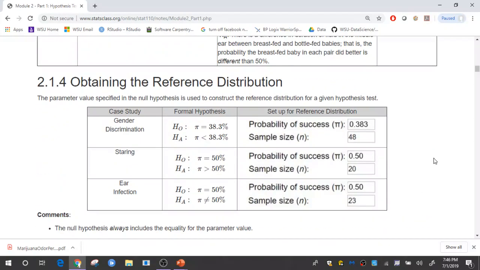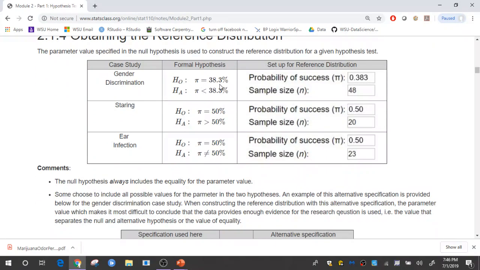The next step then is obtaining the reference distribution. And we've been doing that for the previous examples. But we would obtain that reference distribution under the H naught, or under the null hypothesis. So for the gender discrimination, that's going to be again the situation of fair hiring. Under the staring, it's going to be the situation of no ability. So that value from the H naught, 38.3%, is what we were using in our reference distribution app.